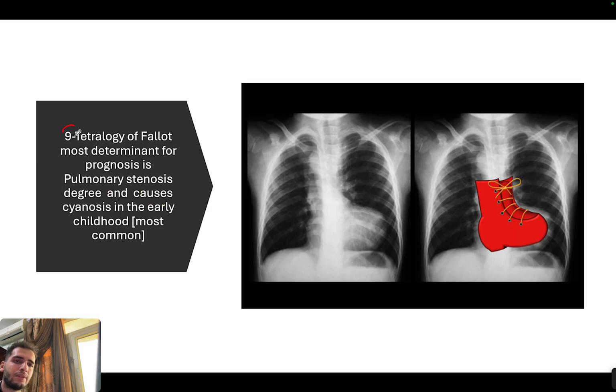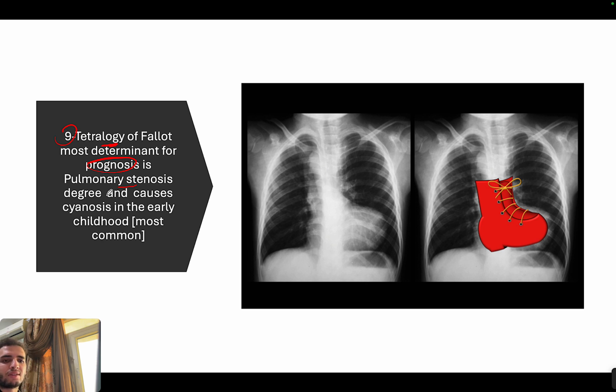The 9th piece of information is tetralogy of Fallot, and they will usually ask you what's the most important determinant of prognosis of tetralogy of Fallot, and the answer is pulmonary stenosis. So if there is severe pulmonary stenosis, then the tetralogy would have a poor prognosis. If the pulmonary stenosis is mild, it will have a better prognosis, okay?